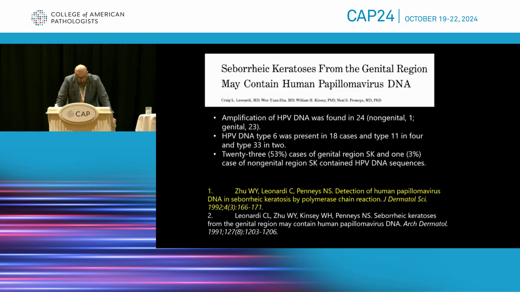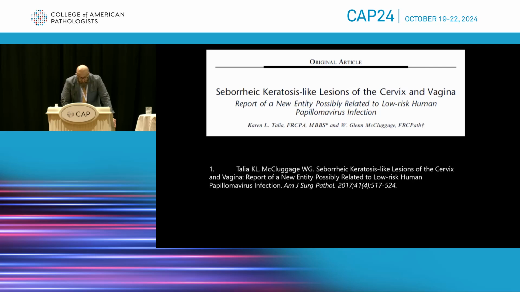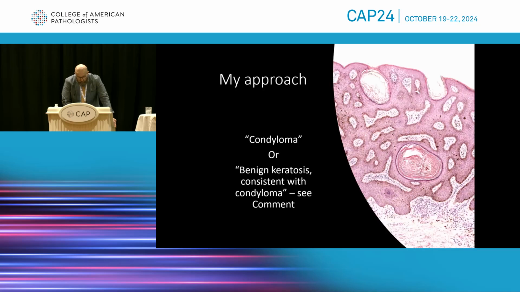Another one here found that HPV was enriched in the genital site seborrheic keratoses, and then not common in seborrheic keratoses that were from other sites. And just one other paper there for your reference showing that a high percentage of the genital site seborrheic keratosis type lesions were positive for HPV. And even this paper in the American Journal of Surgical Pathology showed that there occasionally are large mass-forming lesions of the female genital tract that resemble seborrheic keratosis and which are positive for low-risk HPV.